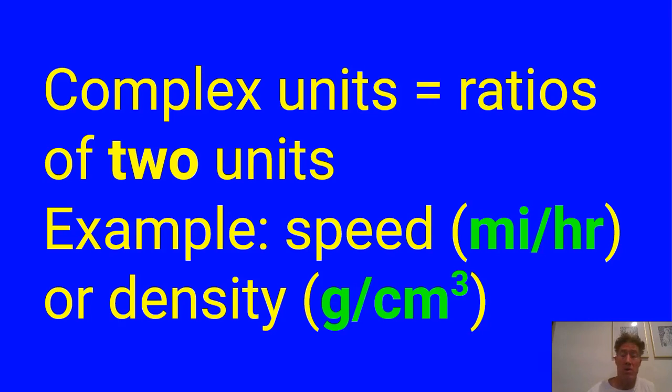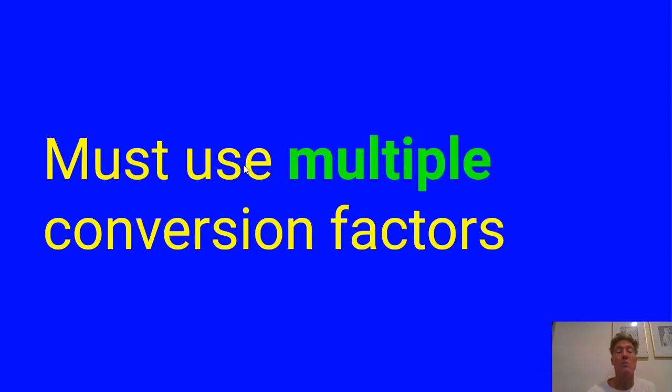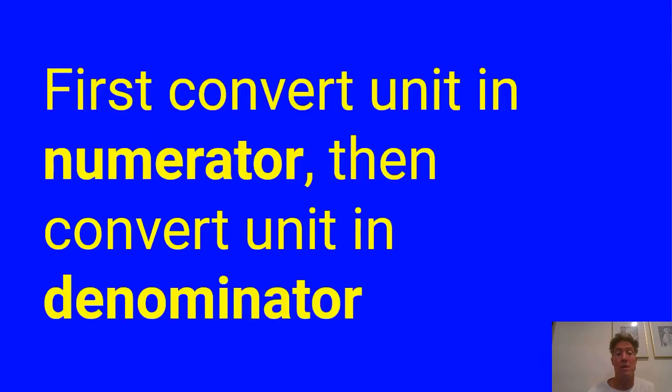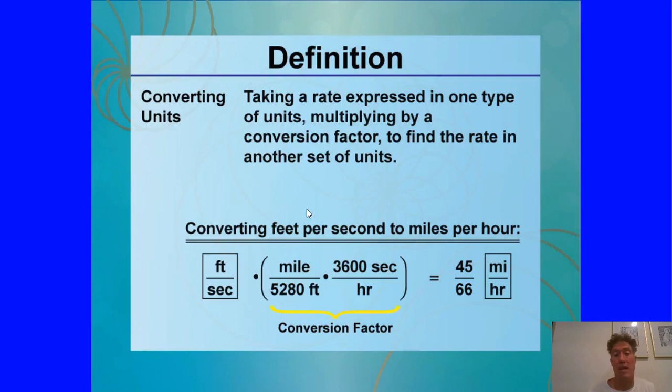So complex just means more than one. If we're dealing with 2 units or more, we have to use multiple conversion factors to get rid of the multiple units. The good strategy is to first convert the units in the numerator to your desired units, and then convert the units in the denominator to your desired units. So here, for example, if we're converting feet per second to miles per hour, we would start with the numerator, and let's convert feet into miles. We're using this conversion factor, 1 mile per 5280 feet.